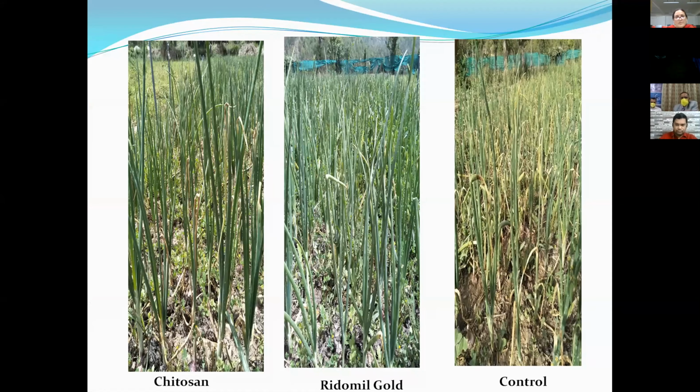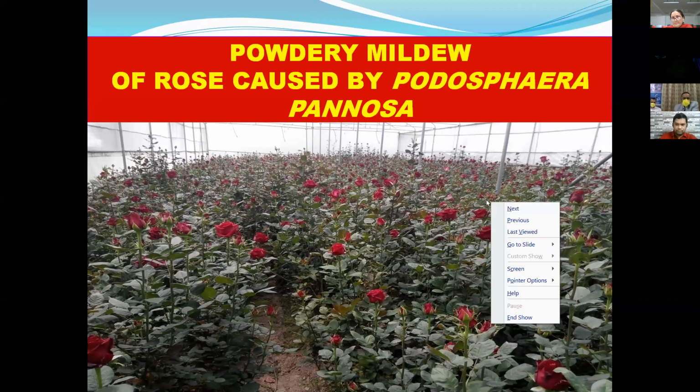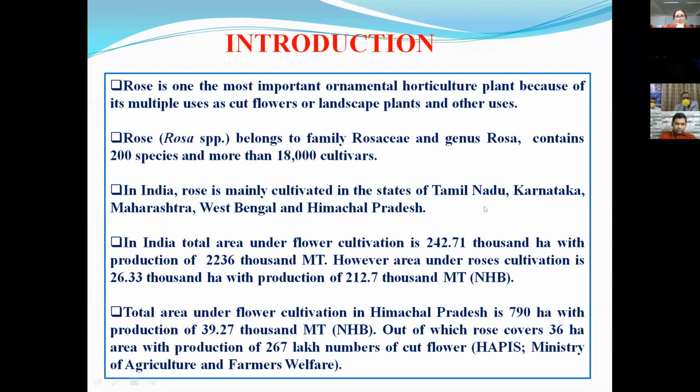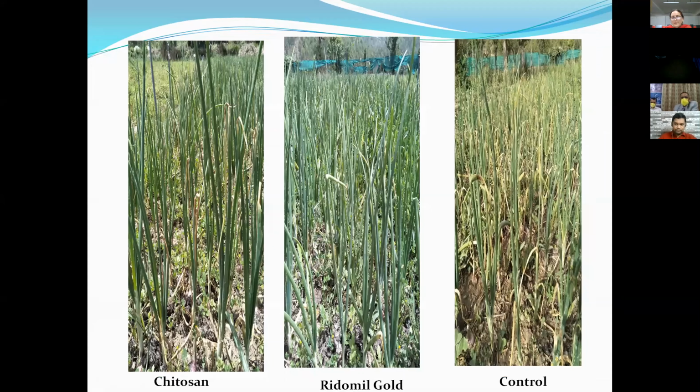Now, these are some of the results we have obtained in this trial. Now you can see the field trial: chitosan has given very good results as compared to Ridomil and the other chemicals which we have tried. Among the chemicals, Ridomil was best, whereas chitosan, followed by potassium orthophosphate, have very good results under field conditions.